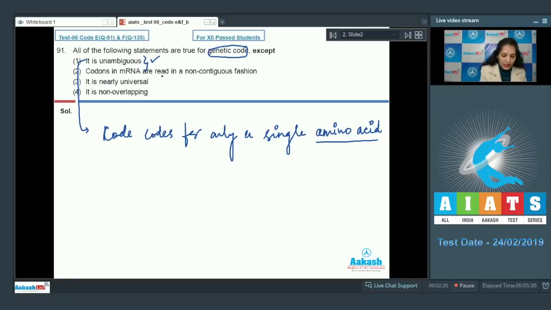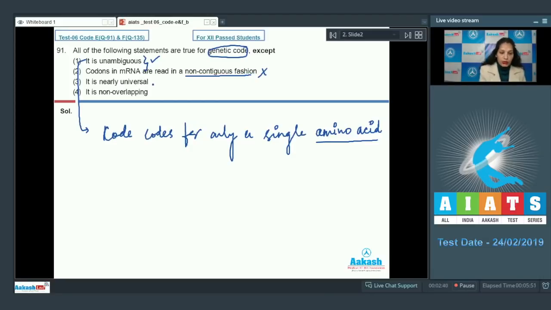Second one, the codons and mRNA are read in a non-contiguous fashion. It is an incorrect statement. Why? Because the codons which are present on the mRNA are read in a continuous fashion. There is no punctuation between the codons on an mRNA.